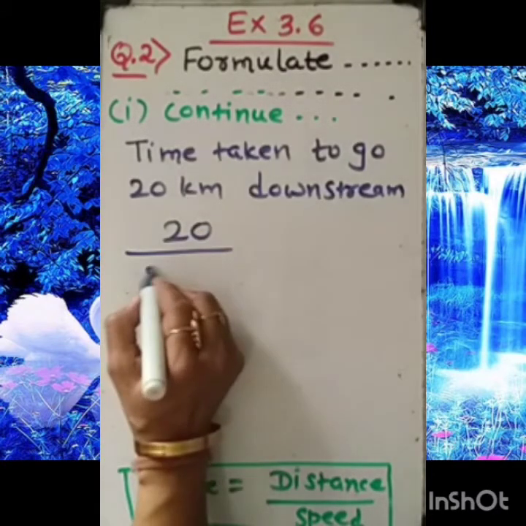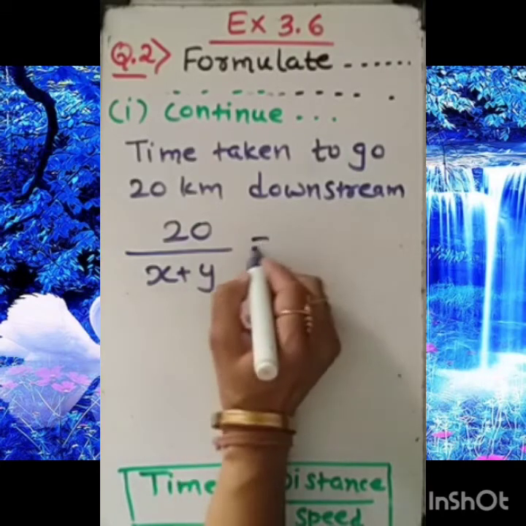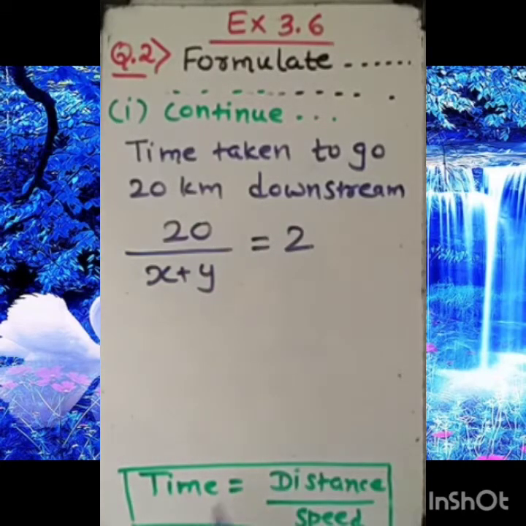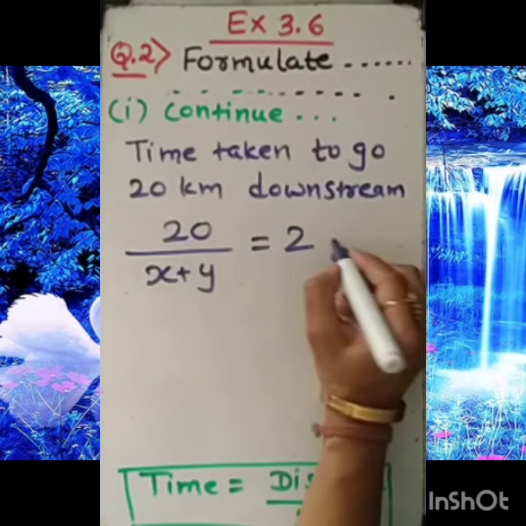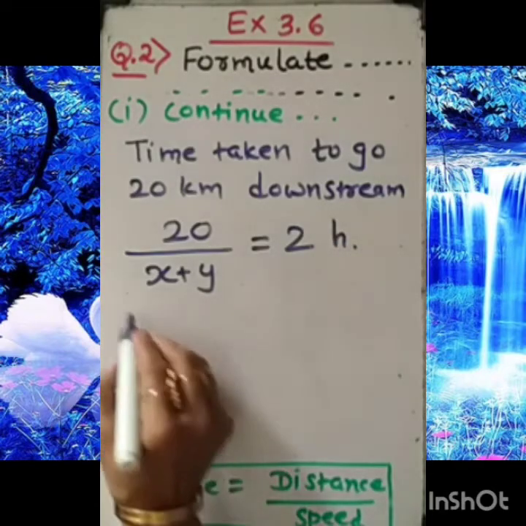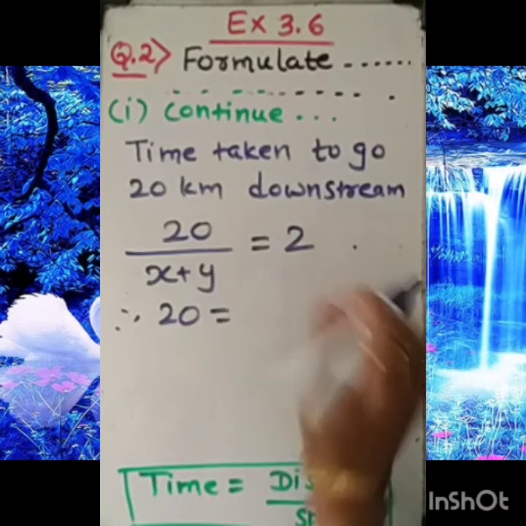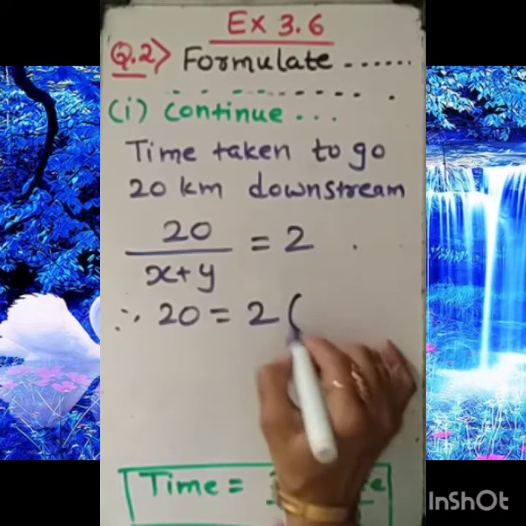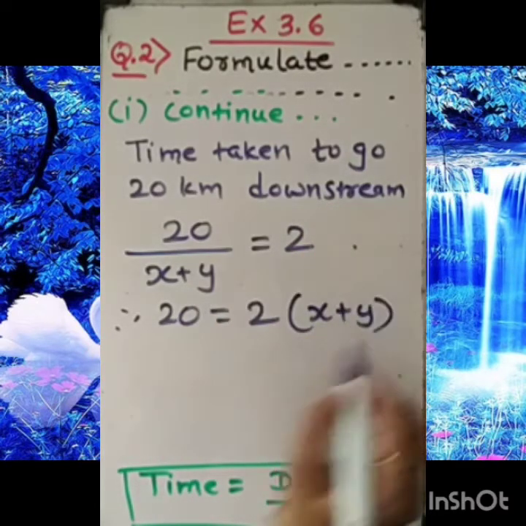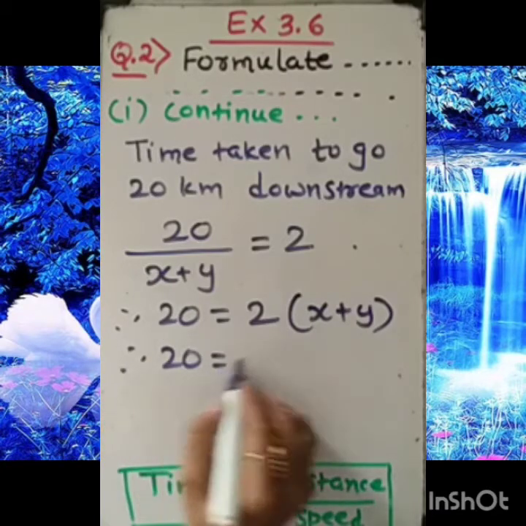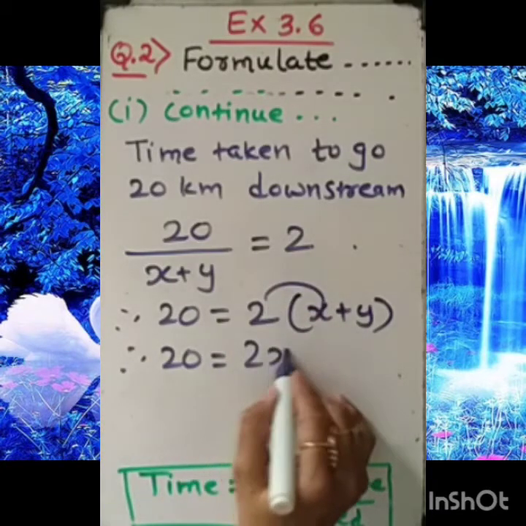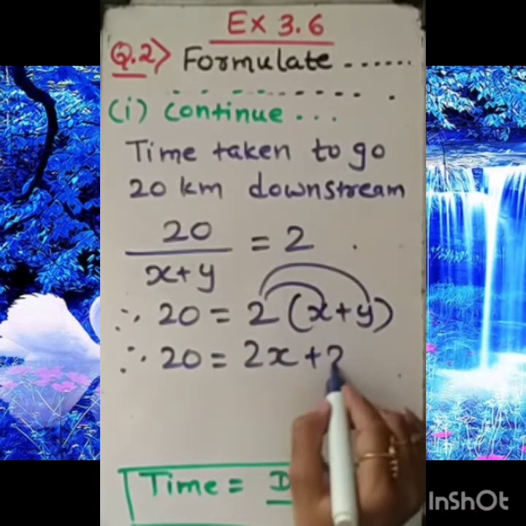Speed is x plus y here, and of course the time is 2 hours, as we are given here. Fine. So let's do cross multiplication. 20 equals 2, and this x plus y will be multiplied to this side. So 20 equals 2 into x, 2x, plus 2 into y, that is 2y.